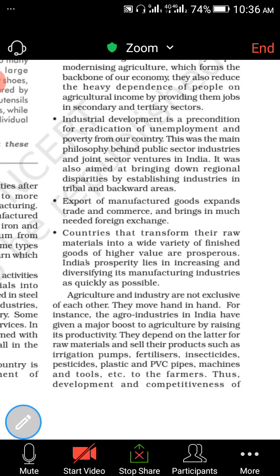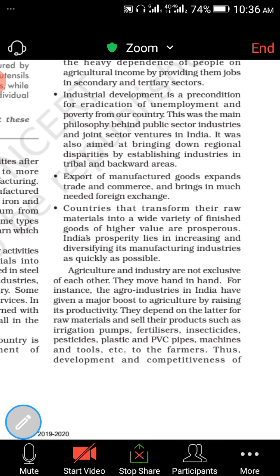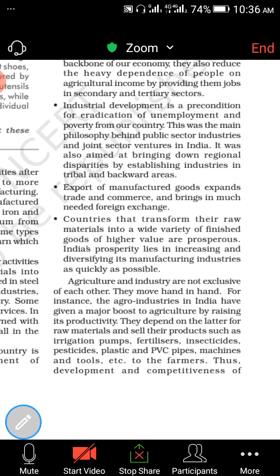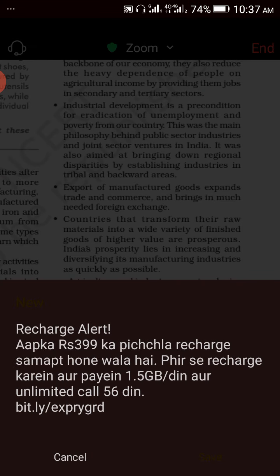Another thing now, an important one: you have to write down the question. Firstly, write down the question: how do agriculture and industry move hand in hand? Note down the question. The question that I am giving you from your book is that agriculture and industry are not exclusive of each other. They move hand in hand. How is it possible? You have to understand with an example.